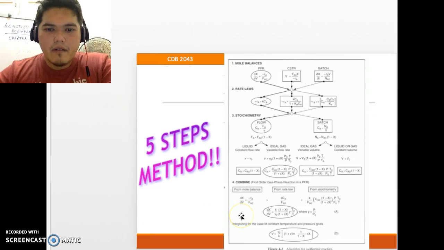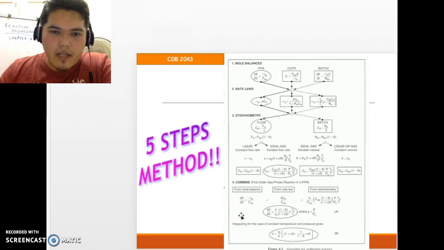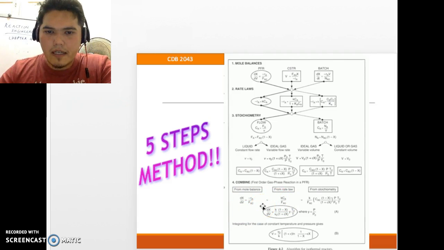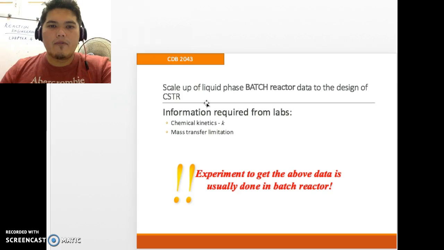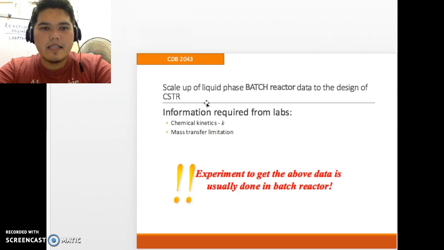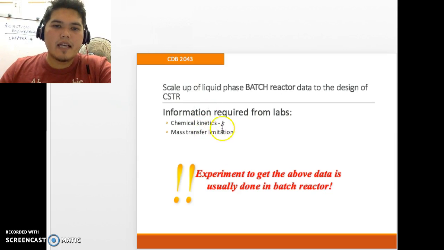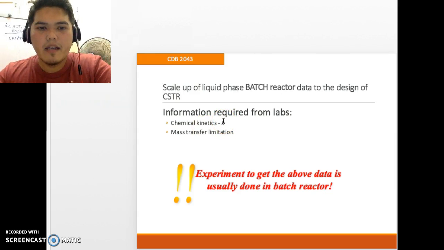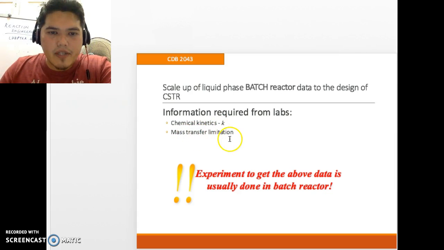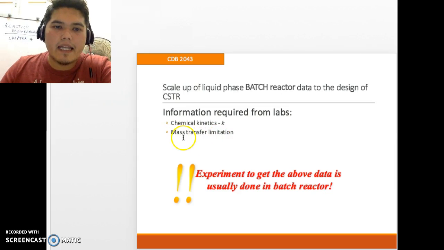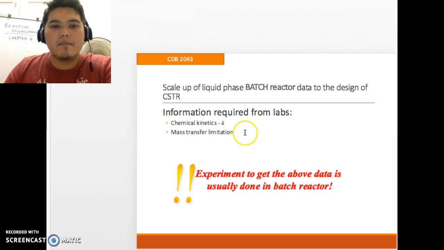Once we combine all this information, we have a few steps that we will have to follow, which I will cover after this. In order for us to scale up liquid phase batch reactor data to the design of a CSTR, we must make sure that two pieces of information are available. The first one is chemical kinetics, which is the rate constant k, and we must make sure that when collecting the information, it is also free from heat and mass transfer limitation.